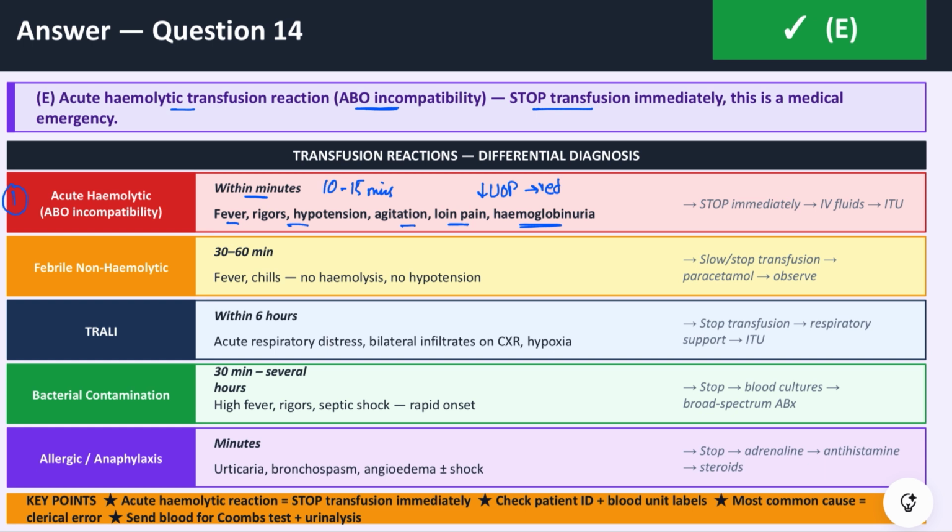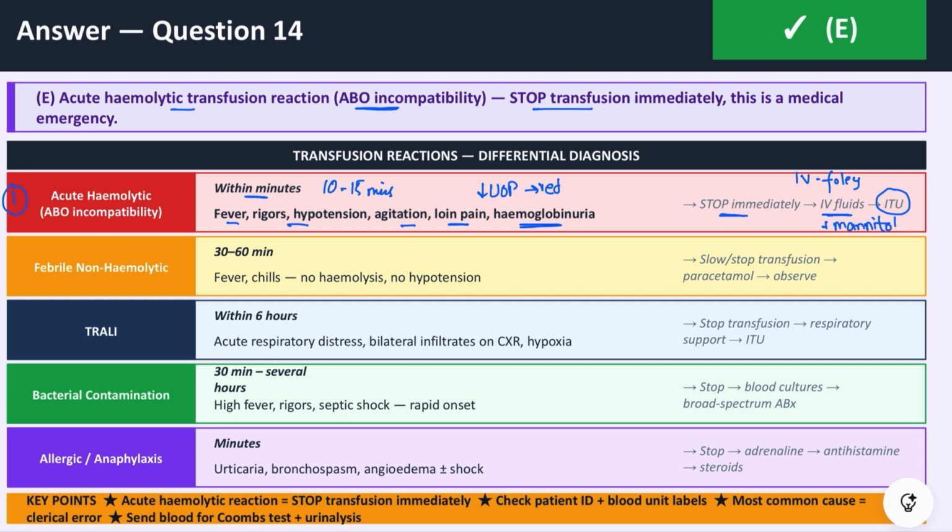So, what is going to be your management? You have to immediately stop the transfusion, give the patient an IV line, give the patient a Foley catheter, and start the patient on IV fluids. Now, in the fluids, you can also add mannitol as well. And if the patient does not improve, then you might require ICU care for this patient.